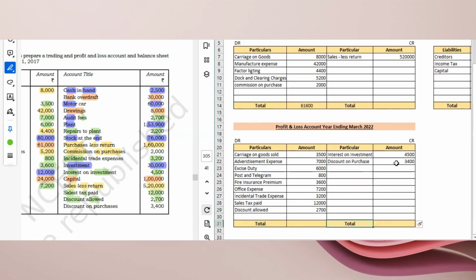So if purchase discount is my profit, then discount allowed is my loss, my expense, right? So it is in debit. Purchase discount I'm putting on the credit side, then the discount I allow is on the debit side, right? So that is it. I'm putting a total over here.